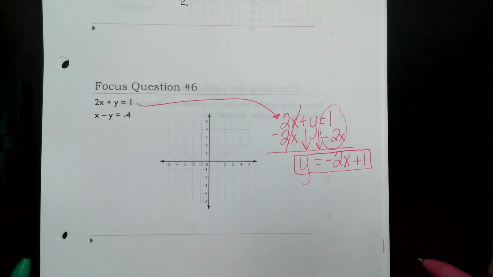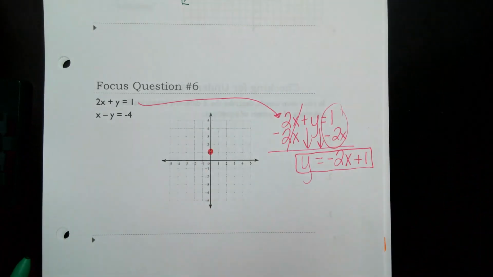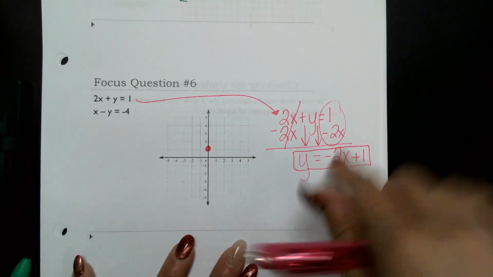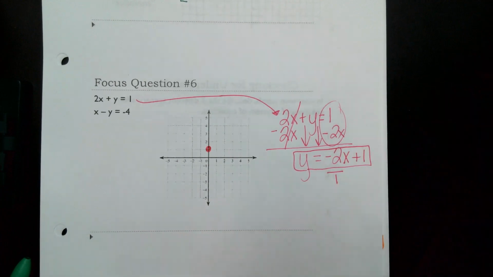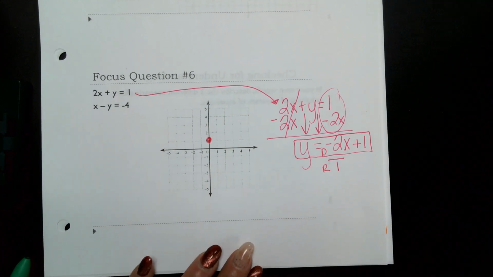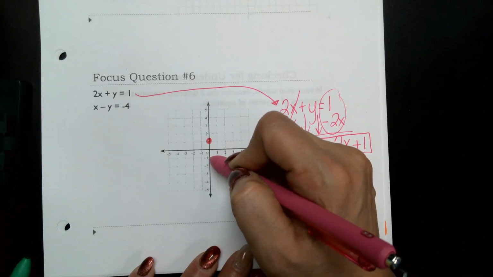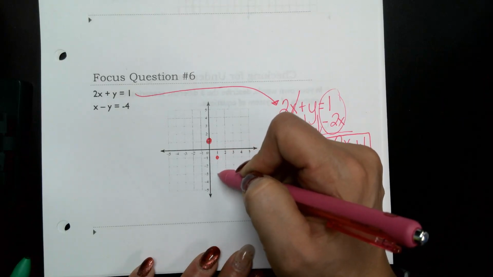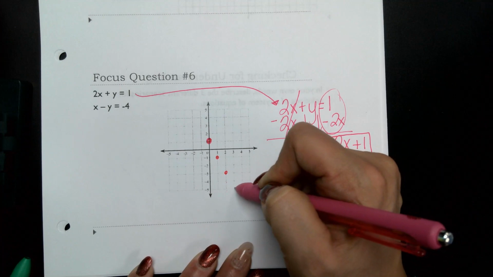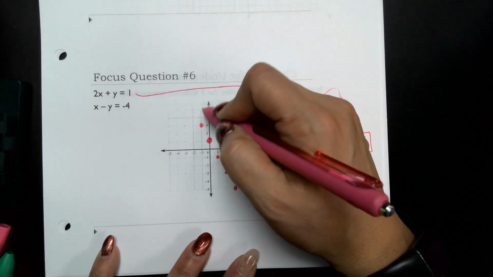Let's plot it. Start at the 1. And if my slope is negative 2, I'd stick a 1 underneath it, right? And where would we go? Down, right. So I want to go down 2, right 1, down 2, right 1, down 2, right 1. And there's room to go up to the left, up to the left.